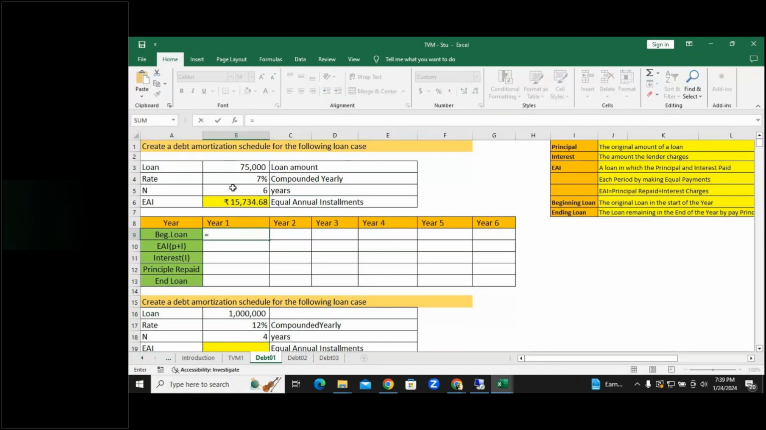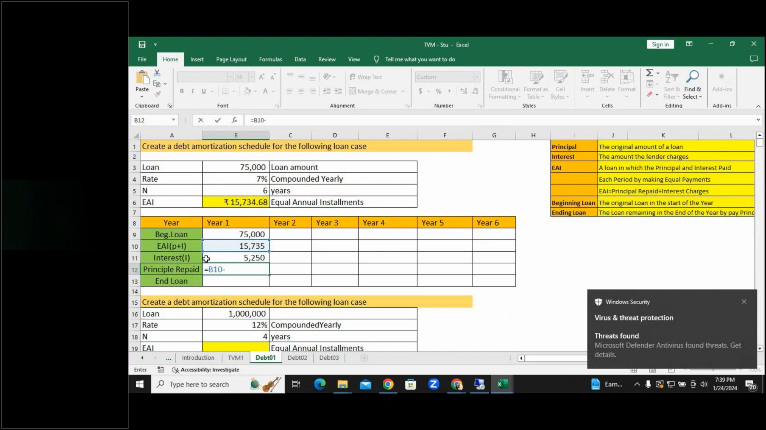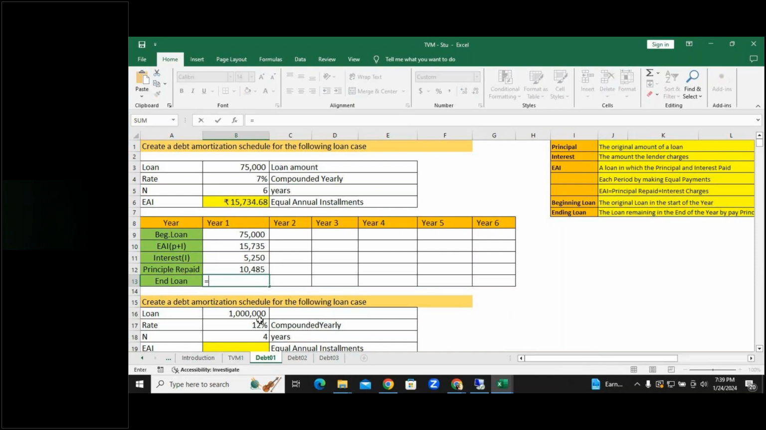Equals, the beginning of the loan is 75,000. EAI will be equals the value that I have calculated. Interest will be equals 75,000 into 7%, enter. Principal repaid is EAI minus interest amount. Then the end of the loan: at the end of the first year, what is the loan that is remaining? Equals 75,000 minus principal repaid.